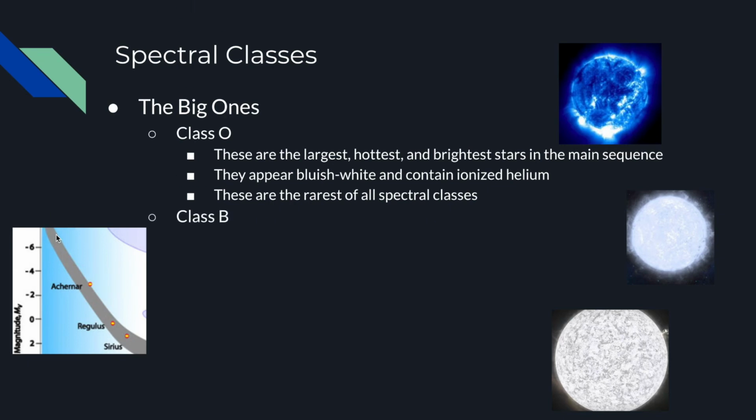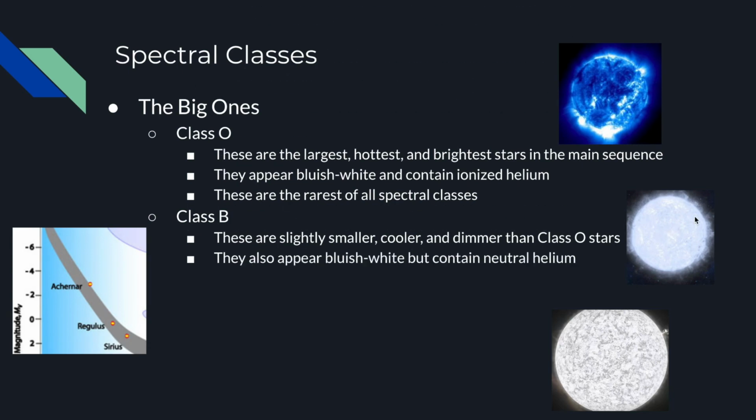Next up are Class B stars. They are slightly smaller, slightly cooler, and slightly dimmer than Class O stars. They appear to be this weird bluish-white color, and they contain neutral helium. They're not quite energetic enough to fully ionize noble gases any longer.